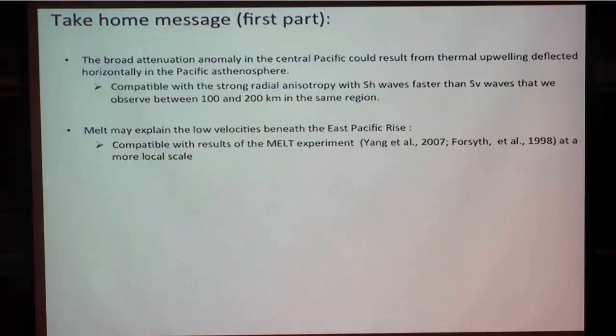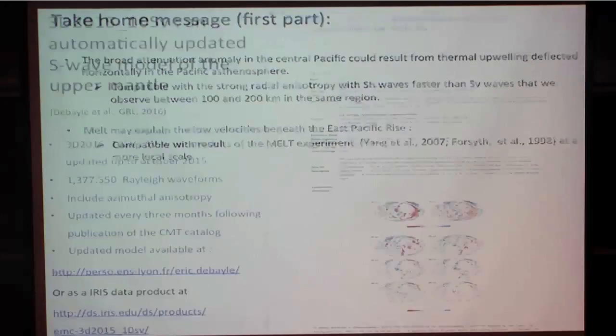Okay, so for this first part, it seems that there is a broad attenuation anomaly in the Central Pacific that could result from thermal upwelling that will be deflected horizontally in the Pacific asthenosphere, and maybe melt may explain the low velocity that we observe beneath the East Pacific Rise.